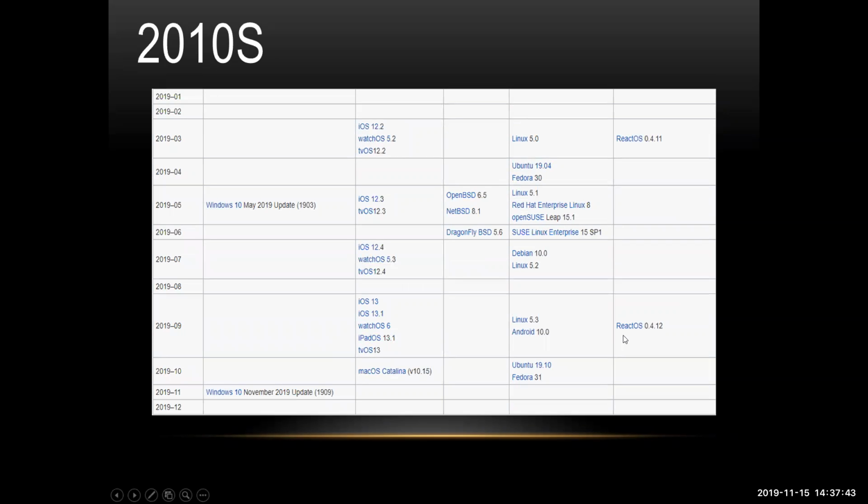Now for the year 2019, we started around March. We had iOS 12.2, watchOS 5.2, tvOS 12.2, Linux 5.0, React OS 0.4.11. Then around April, we had Ubuntu 19.04, Fedora 30. Then for May, we had the Windows 10 May 2019 update, iOS 12.3, tvOS 12.3, OpenBSD 6.5, NetBSD 8.1.